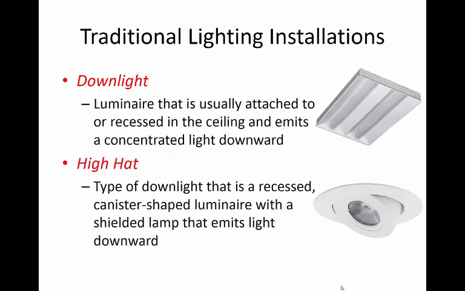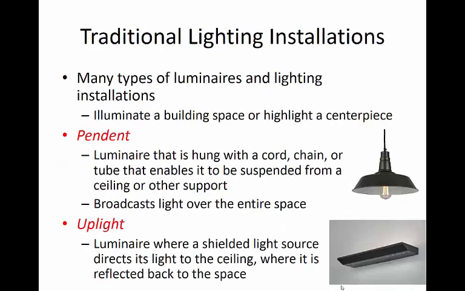Next, we have downlights. An example here on the right would be a traditional fluorescent troffer that we would see in the ceiling. And typically just the opposite of an uplight, these spread light in a downward fashion only. Another example of a downlight might be this pendant example that I'm showing here.